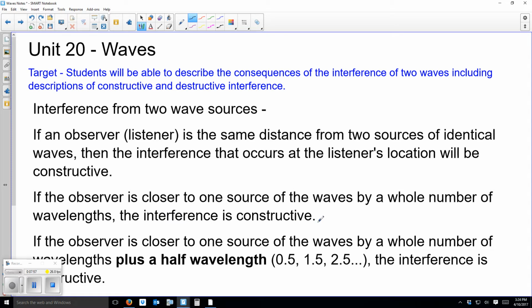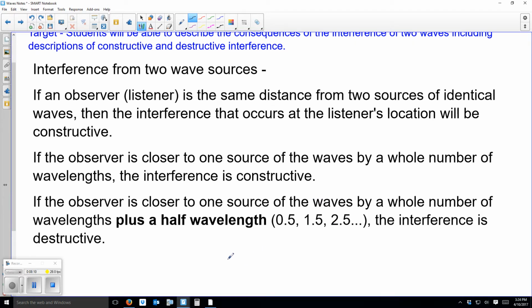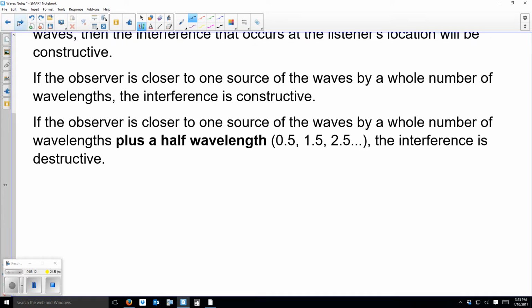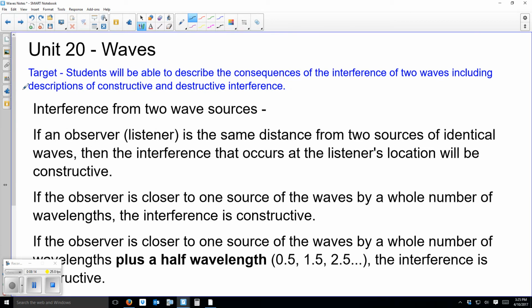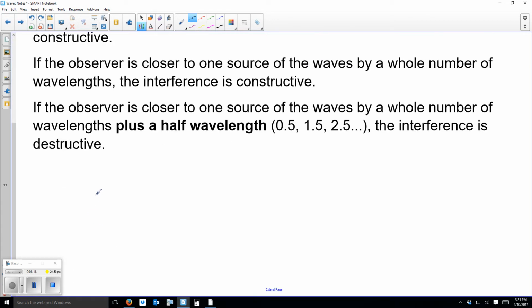But if I am a half wavelength closer to one than the other, so 0.5, or 1.5, 2.5, 3.5, whatever that occurs, I end up with destructive interference. Those waves will come out of what's called out of phase. So let's say I had one wavelength from one, but only half a wavelength from the other. When those two hit, I've got one peak and one trough, resulting in destructive interference.